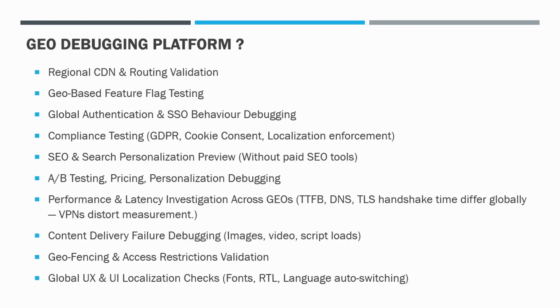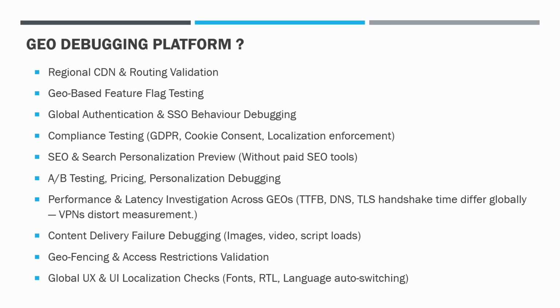SEO and search personalization preview without paid SEO tools. Pricing, like you will have different regional pricing, right? You'll be able to see if your pricing page is getting populated properly in the desired way. Performance. One major challenge is how you see the performance for an end user when they are browsing your web application. You will be able to see it across multiple geos using ProbeOps Horizon.